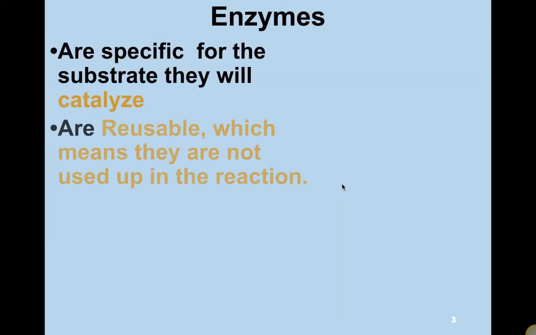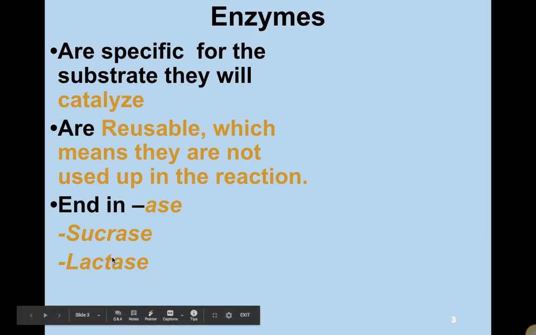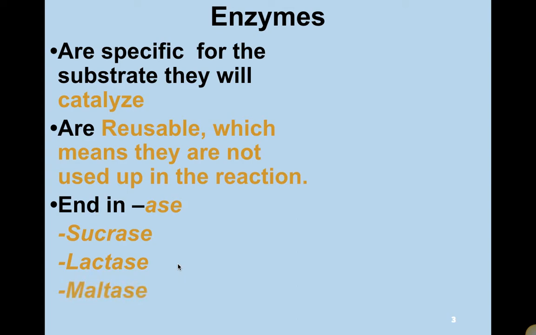Okay, so enzymes are there to catalyze reactions. Here's some more points about them. They're reusable, which means they don't get used up. They usually end in -ase, and some of your vocabulary words are examples. Sucrase is going to break down the sugar sucrose. Lactase, if you're lactose intolerant, that means you don't have lactase in your stomach. And then maltase is going to break down the sugar that's found in things like beer, things that are involved in the alcoholic brewing process.